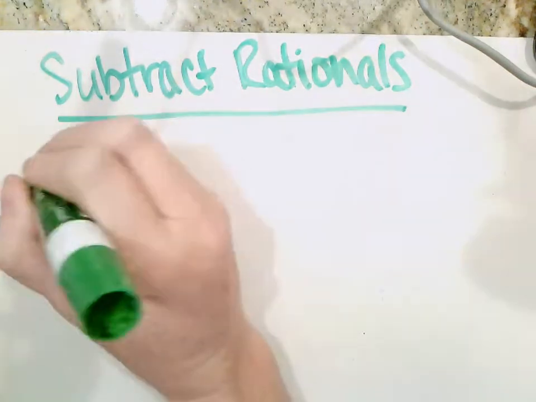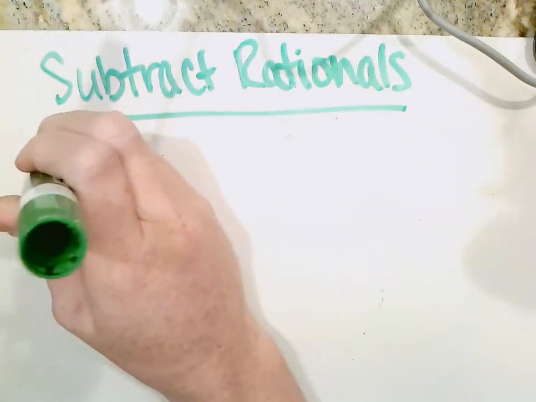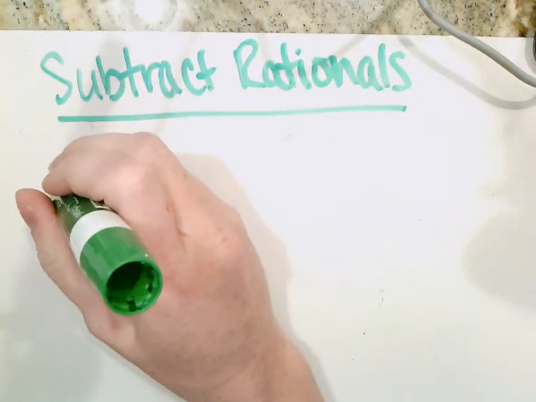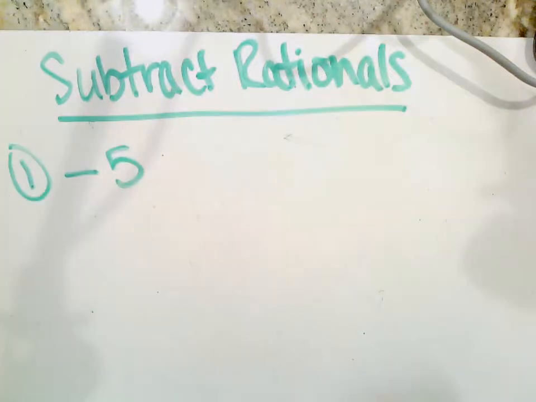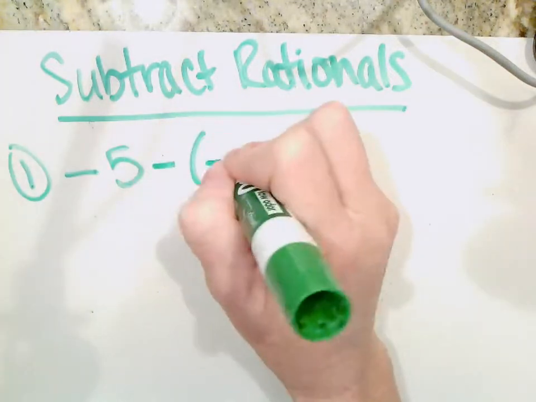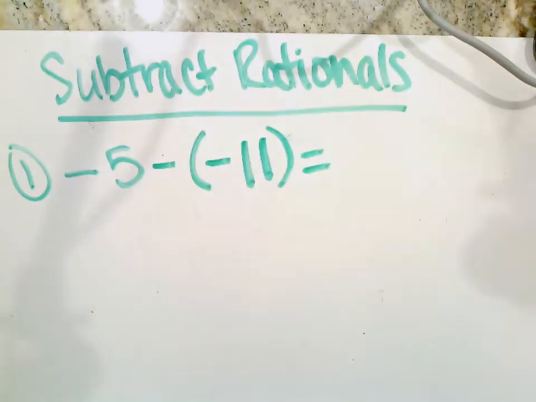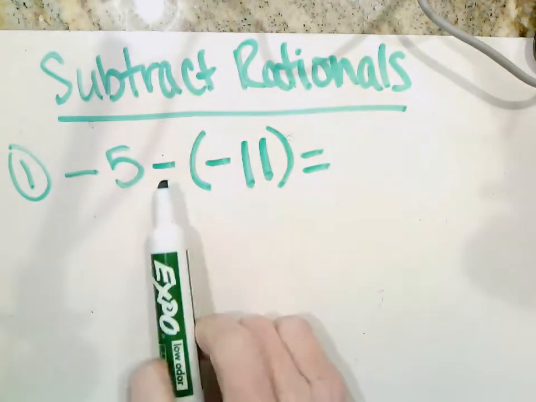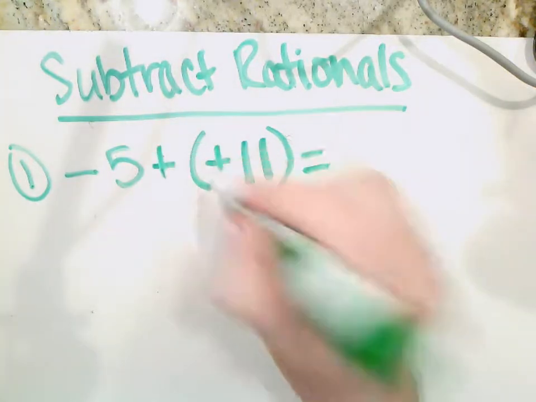Okay, so you have to remember that you have to use your integer rules. Let's just start with something like this. This is example 1. Negative 5 minus a negative 11. You have to remember that we don't look at subtraction ones. We change it to addition, and then we change the other sign.